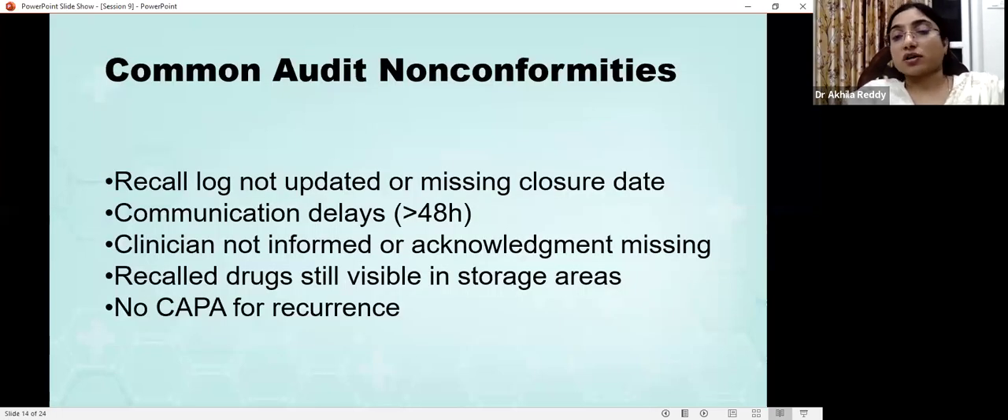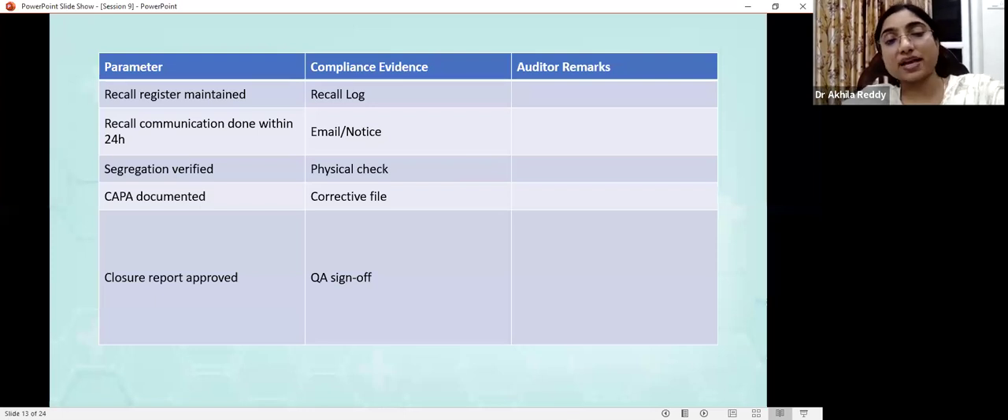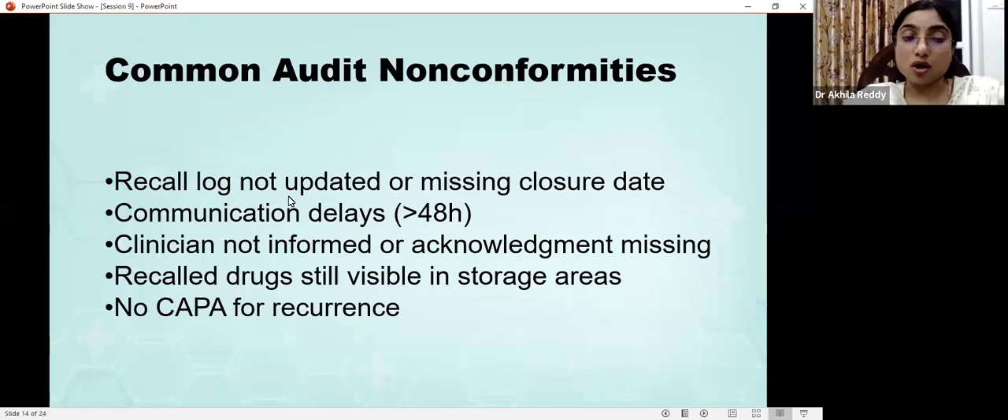A common audit non-conformity is the recall log not being updated or missing a closure date. These are the parameters where you have seen the complaints. If the recall log is not updated or the closure date is missing, then this is a non-conformity. And for communication delays, it should be done in less than 48 hours. If it is not communicated, then that is a non-compliance.